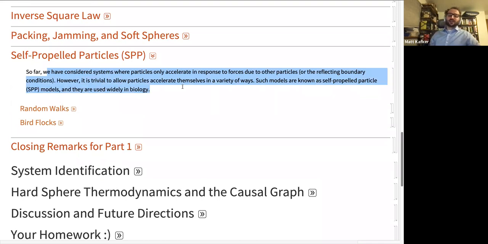Okay, self-propelled particles. I won't spend too long on this. With essentially everything that we've been looking at so far, the only accelerations come from either the interaction with the boundaries or reflecting boundary condition, or some other particle exerts a force on the particle and causes it to accelerate. But if you want to model, for example, biological systems, they can accelerate themselves. This is a self-propelled particle. We're going to use exactly the same situation. You would have seen things like this before. It doesn't have to be biological, by the way.